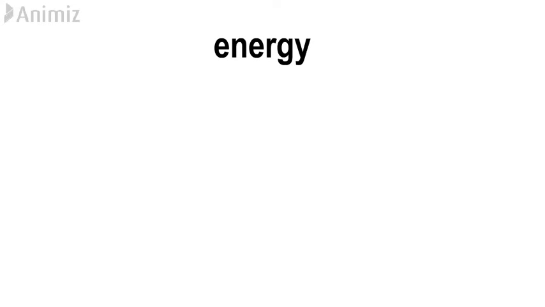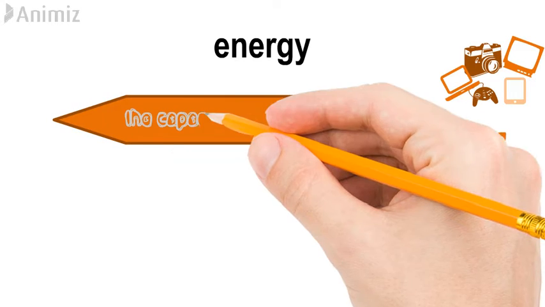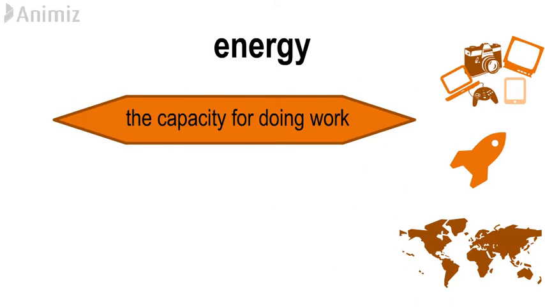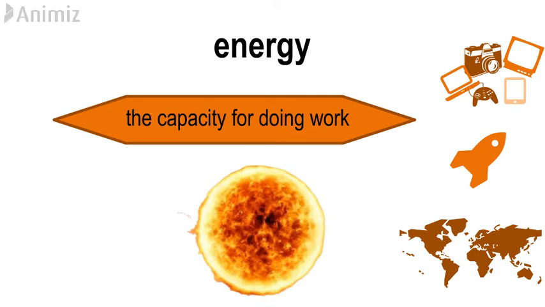Energy is the most important power on Earth. We use it to charge up our electronic devices, to launch rockets, or to control countries. In physics, it is defined as the capacity for doing work. It has many sources. One of them is solar energy. That will be the subject of this video.